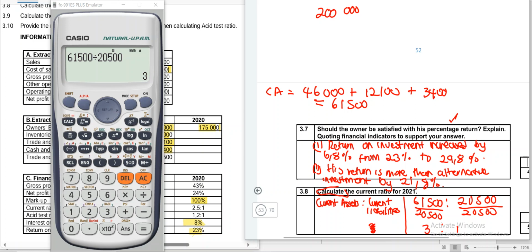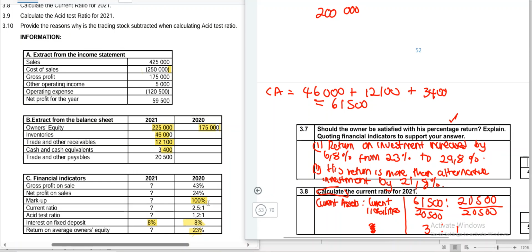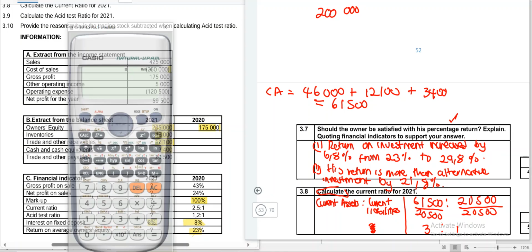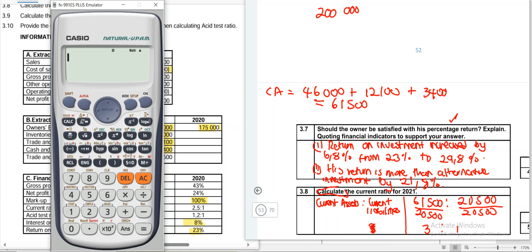Remember this 61,500. Let me show you how we got our current assets. Our current assets is 46,000 plus 12,100 and then plus 3.4, and it gave us 61,500, which we divided by 20,500, which gave us 3. So it means that our current ratio is 3:1. Now when we interpret this, we are saying that for each and every 1 rand that we have in current liabilities, we have 3 rand in the form of assets to pay for those current liabilities. Okay, I hope this makes sense.